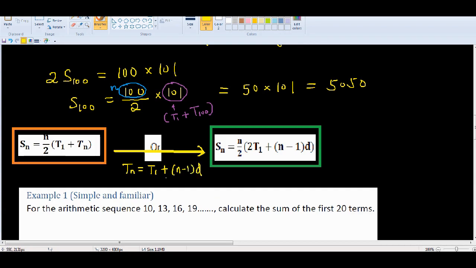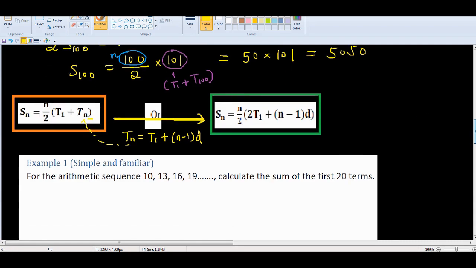So if you put that Tn into the tn here, within the bracket that will be t1 plus another t1 plus bracket n minus 1 d. So t1 and t1 combine to become 2 times t1, and n minus 1 d is over here. That's how we get the general rule in the green box from the orange one.